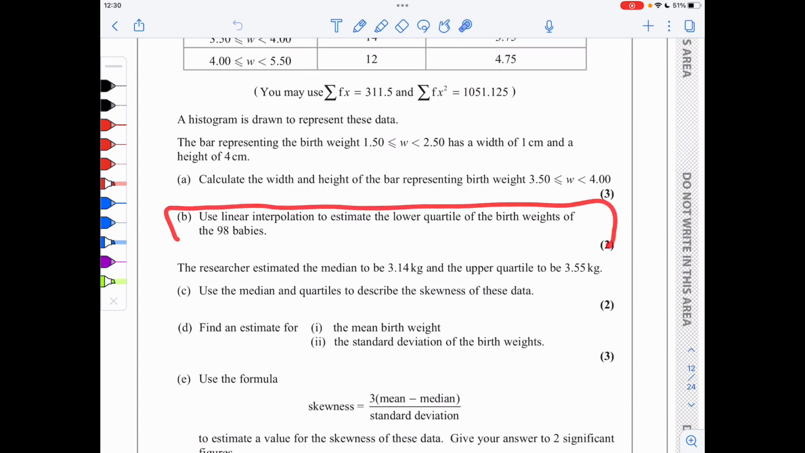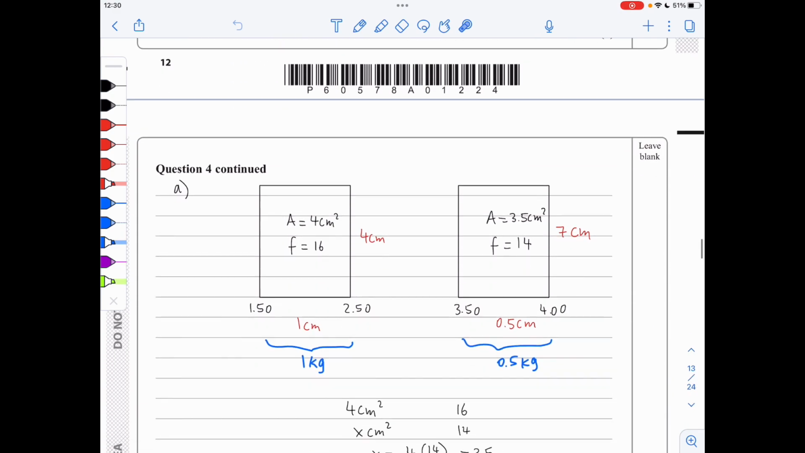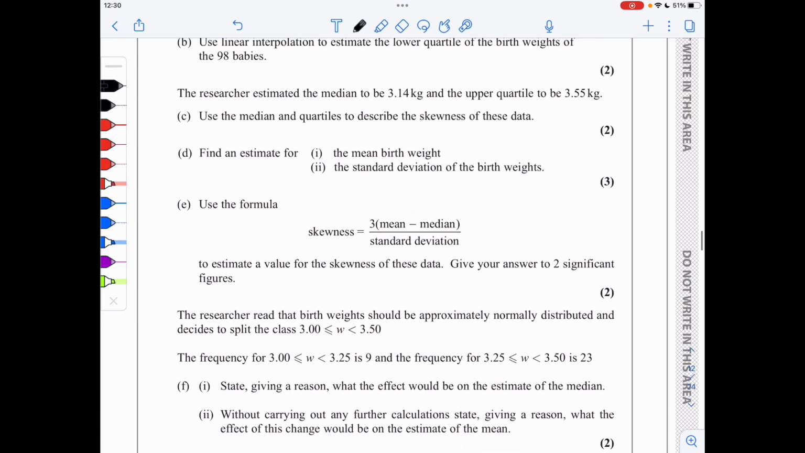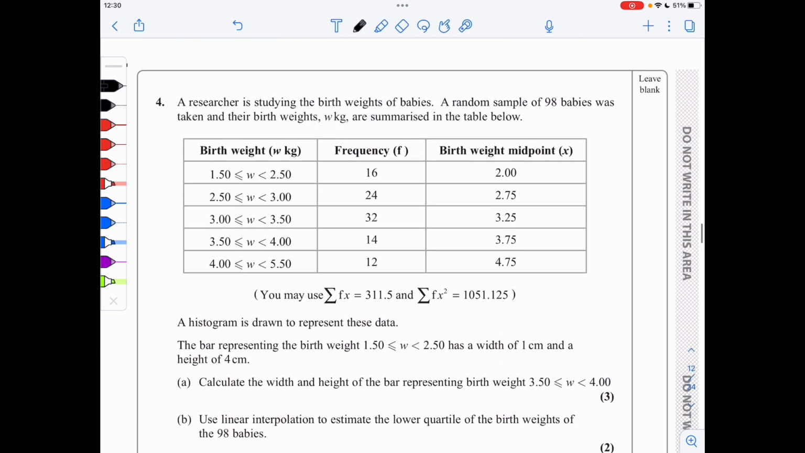In B, we are asked to use linear interpolation to estimate the lower quartile. We've got 98 babies in total. So to find Q1, we start by doing 98 over 4. This gives an answer of 24.5. So going back to my frequency table, it makes sense to add an extra column of cumulative frequencies here.